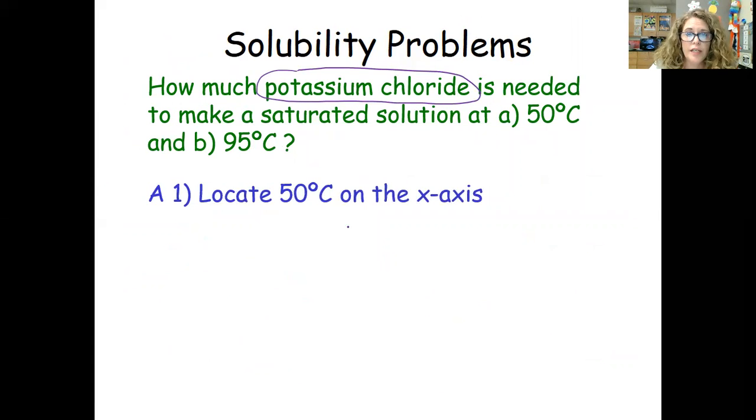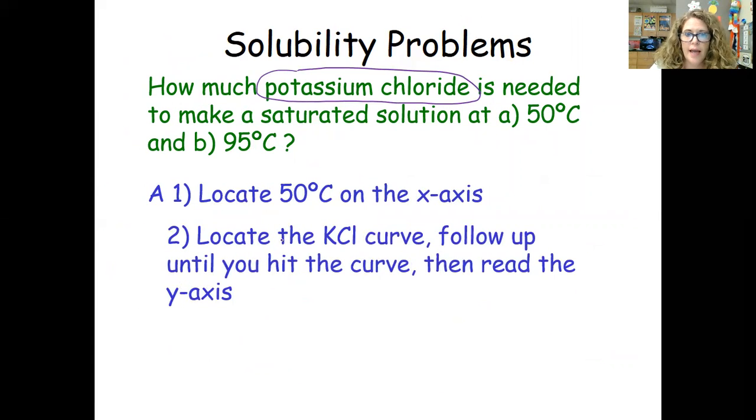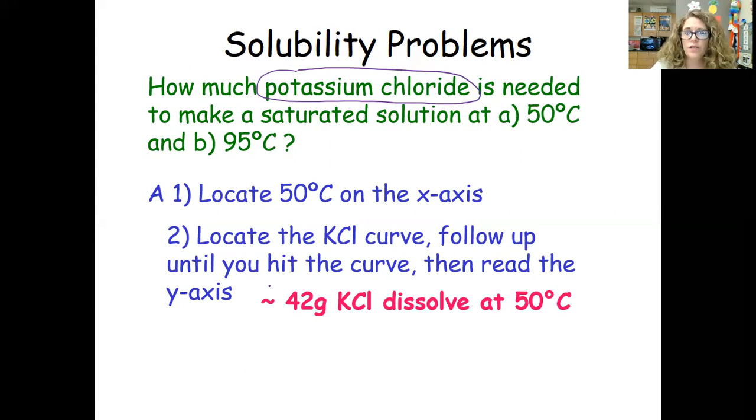So at 50 degrees, I located 50 degrees on the x-axis. I located the potassium chloride curve. I followed up and I read the y-axis. So 42. I was a little bit off, but I said you get a plus or minus 2 on this graph. You would read it a lot easier on your reference tables with a regular pencil.